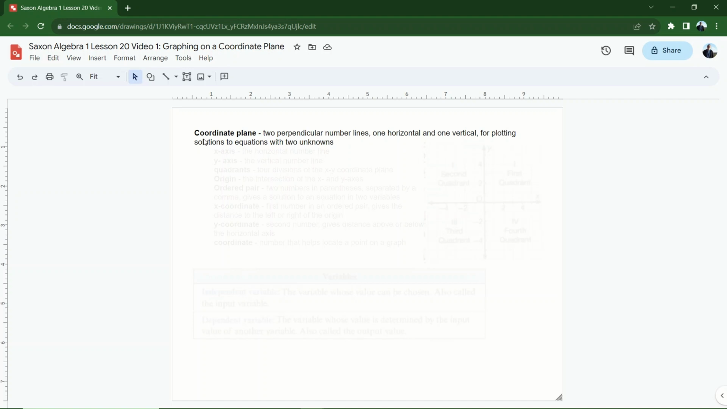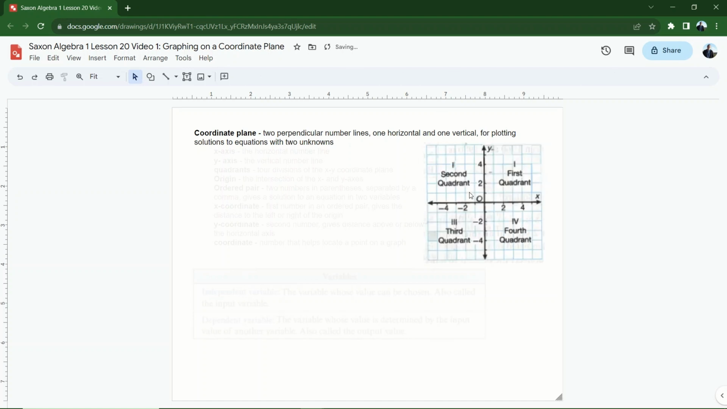So for every point on a coordinate plane, there's actually two coordinates, an x coordinate and a y coordinate, and those coordinates correspond to two variables. Here's an example of what the coordinate plane looks like. We split the coordinate plane into four quadrants. You might hear in the word quadrant, quad, four. This is the first quadrant where x and y are both positive. The second quadrant is where x is negative and y is positive. Third quadrant is where x and y are both negative. And in the fourth quadrant, x is positive, y is negative.